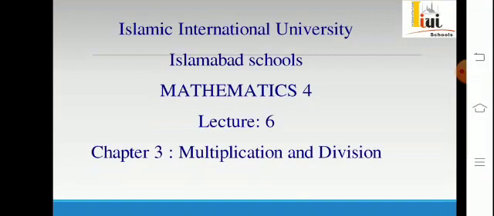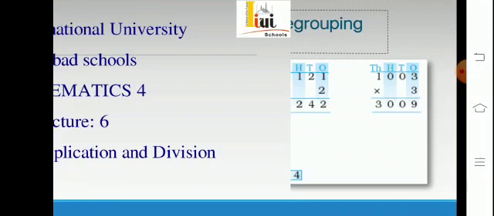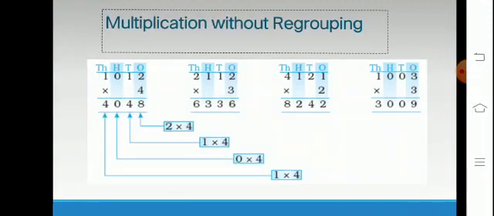Today we are going to start new chapter number 3, multiplication and division. First of all, multiplication without regrouping. As you already know what regrouping means, it means without carrying. So as you can see on your screen, the first example with a 4-digit number. This multiplicand is a 4-digit number and the multiplier is 1 digit.